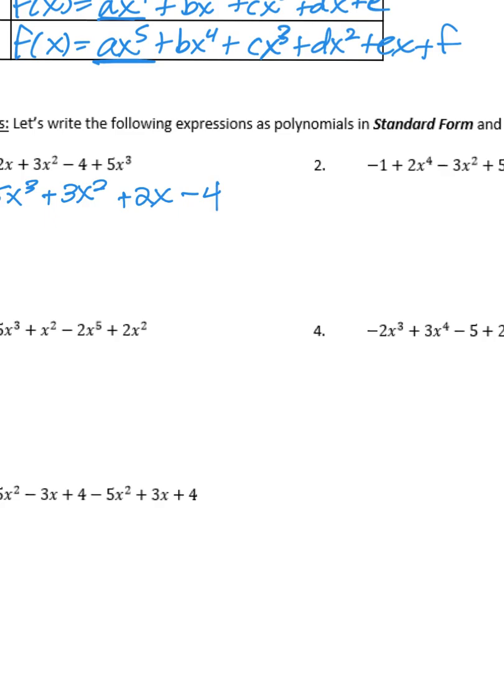So now that this is written in standard form, we can go ahead and classify it by its degree. So the largest exponent is 3, so we call that a cubic function. And because there are 1, 2, 3, 4 separate terms, we call that a polynomial.